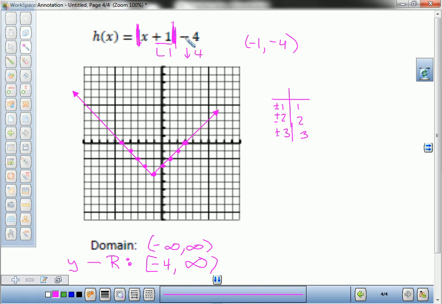Yes, ma'am. So for the range, it's like the lowest y value, and then how do you find infinity for every? Okay, because it goes up forever right here. That's what those arrows mean. It's going toward positive infinity. So anytime we have the arrows pointing up, positive infinity.